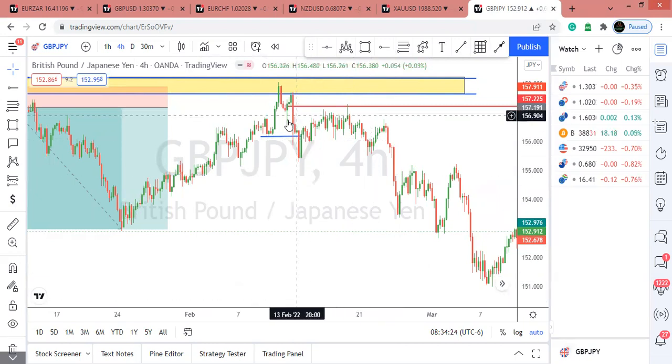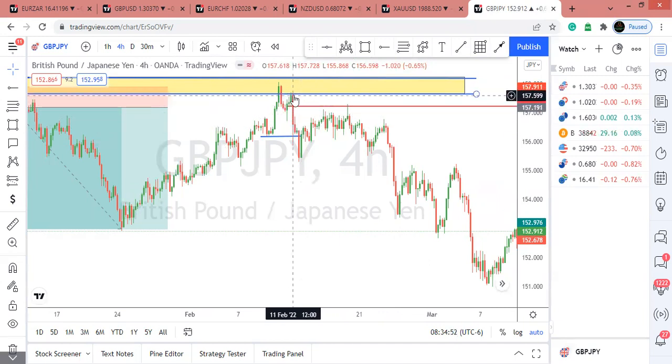And this is my perfect setup. Look at it. Right inside the POI, this is a tweezer, a reversal pattern, but I like to look for an engulfing candle. And what is an engulfing candle? A candle that swallows or completely devours the previous candle. And look at this bearish candle. This is an engulfing candle, a bearish engulfing candle.